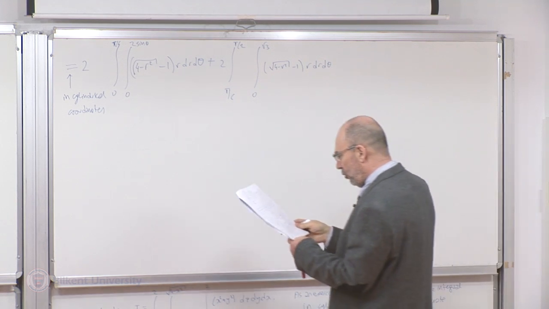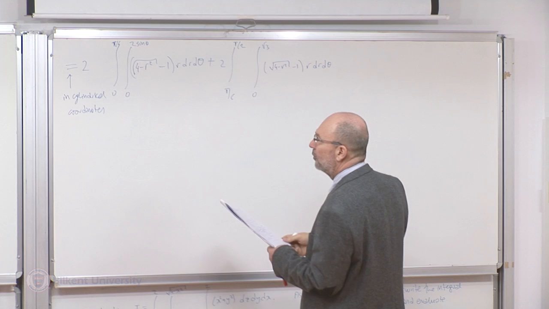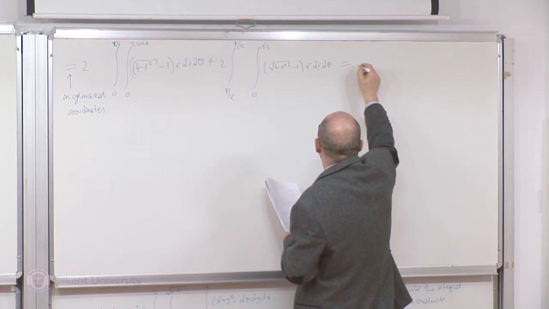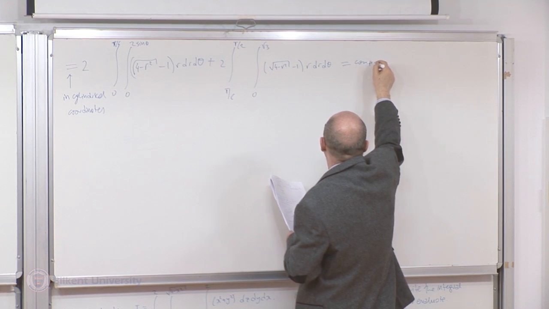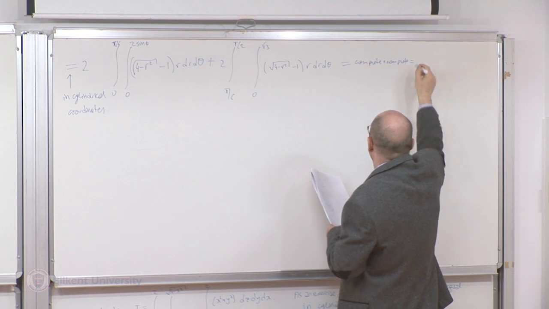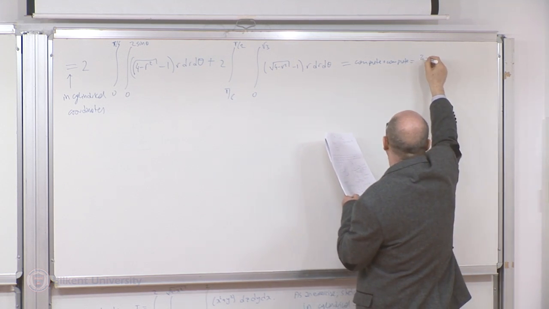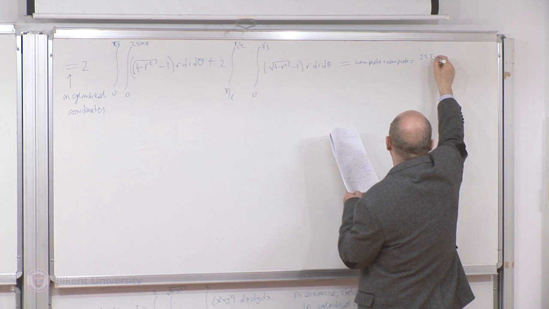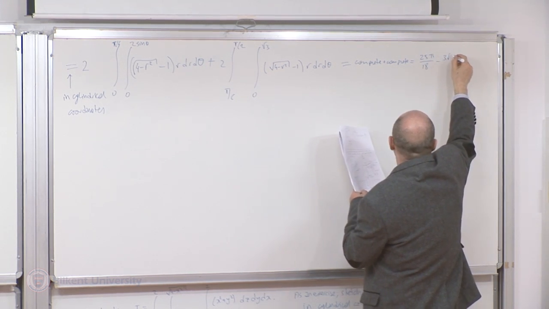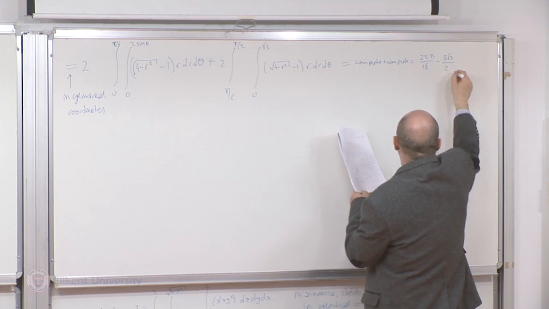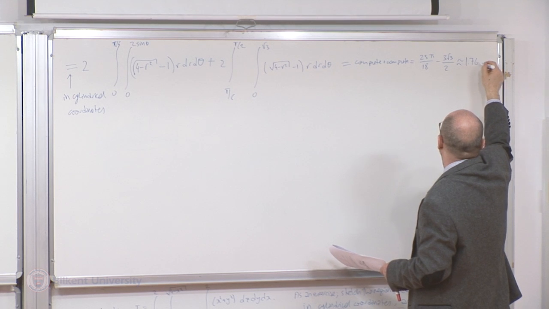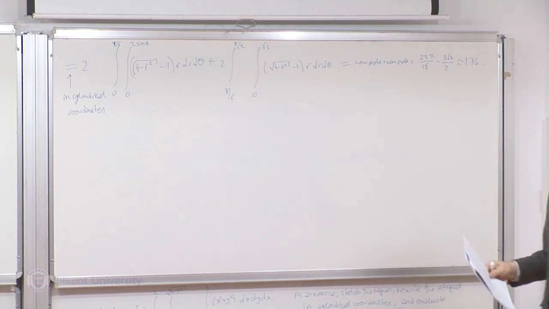And just to check your calculations, I'll write the answer here. So here you compute, and then you get 25 pi over 18 minus 3 square root 3 over 2. Now this is approximately, after all this, 1.76 something.